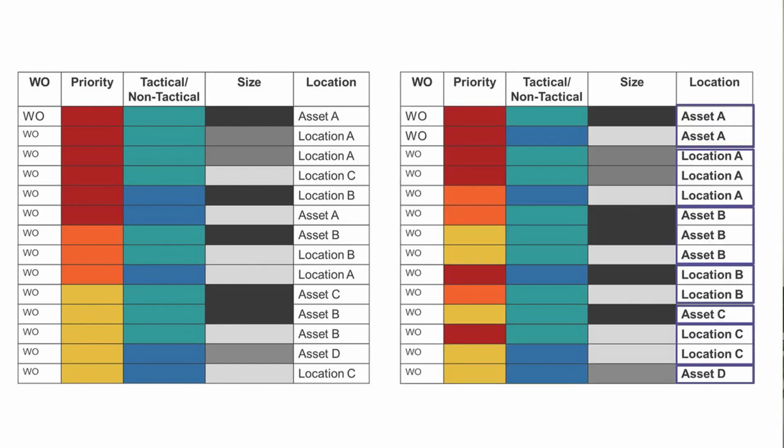So look at your highest ranked work orders and group those for the same asset or asset location together in order for the work to be done at the same time. Then do the same for the lower ranked work orders.